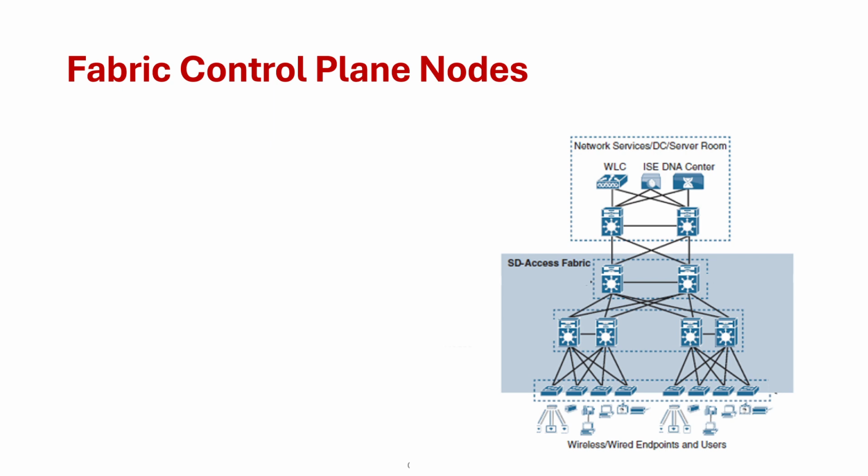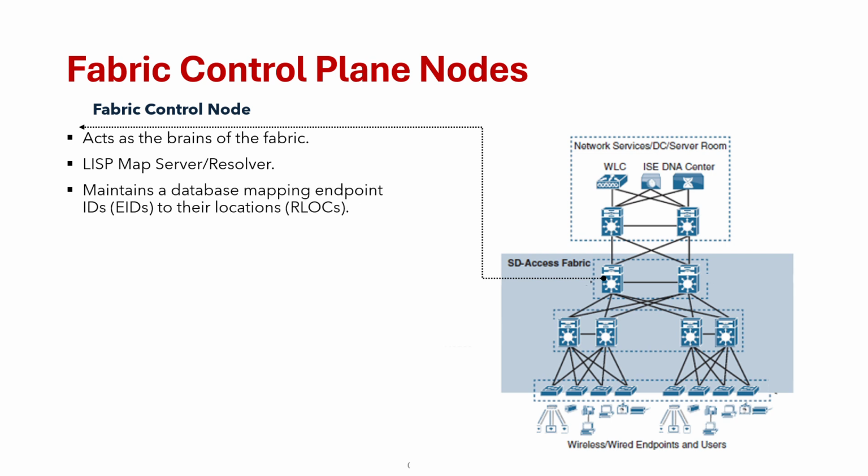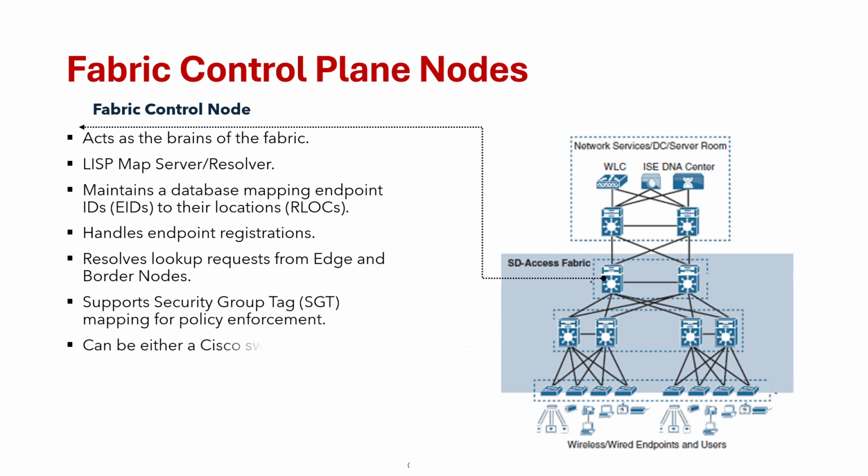Then we have the fabric control plane node, which acts as the brain of the fabric. It's a LISP map server or resolver with enhanced functions for SD access. It maintains a database mapping EIDs, that is endpoint IDs, to the RLOCs, that is locations. And it handles endpoint registrations and resolves lookup requests from the edge or border nodes to locate destination devices. It supports security group tags mapping for policy enforcement, and it can be a Cisco router or a switch with sufficient scale to handle the fabric's demand.